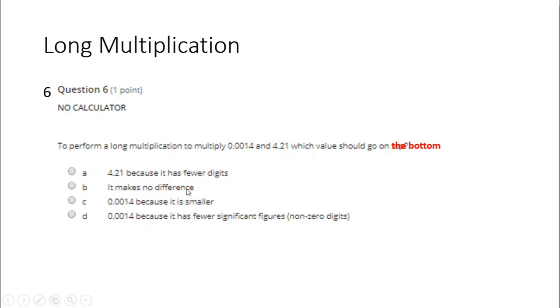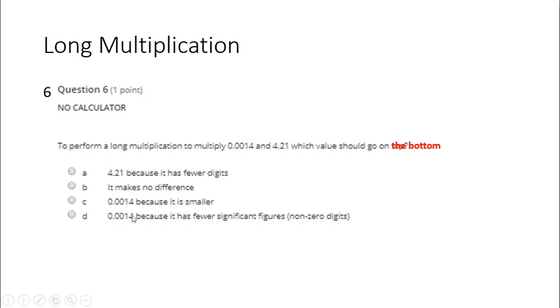Does it make absolutely no difference? Should it be 0.0014 because that's the smaller number? Or should it be 0.0014 because it has fewer significant digits? That's your non-zero digits. And it's meant to be this one down here, because if I multiply 0.0014 by 4.21, doing the multiplication through, I would have to do 4 times 4.21 and 1 times 4.21. And I won't bother trying to multiply 0 by 4.21 because I know that'll be 0.